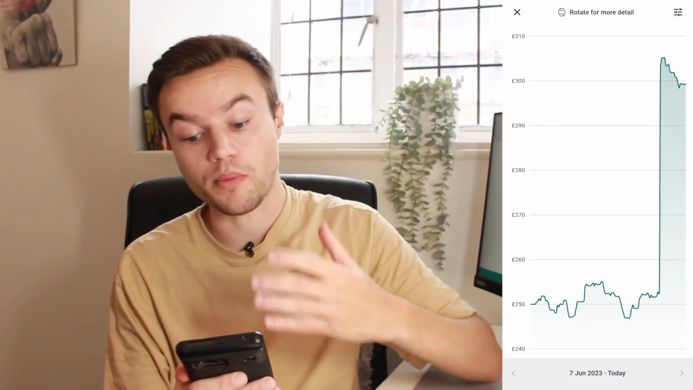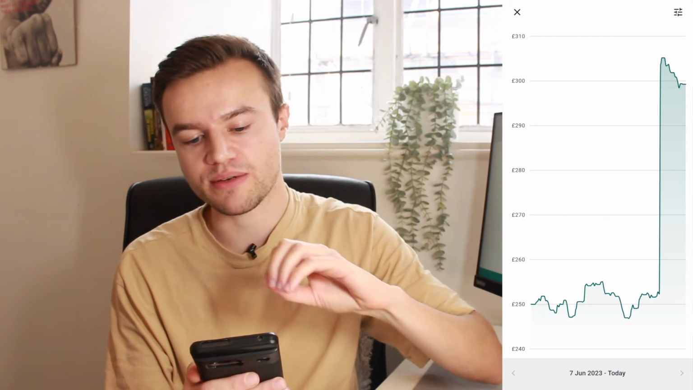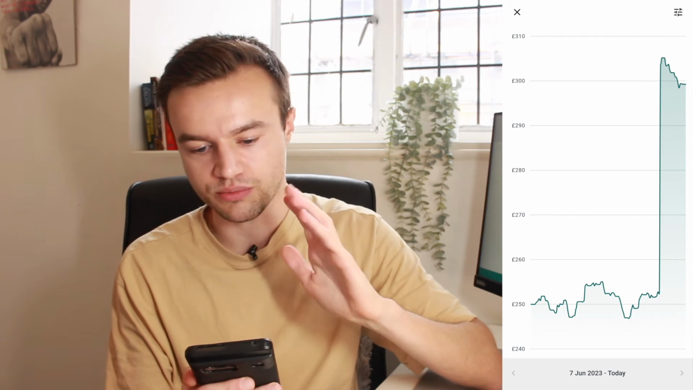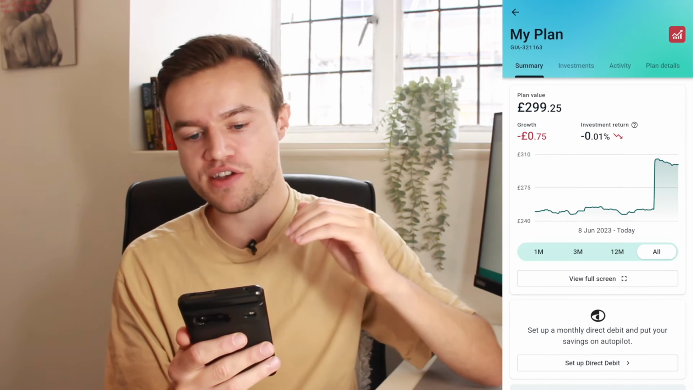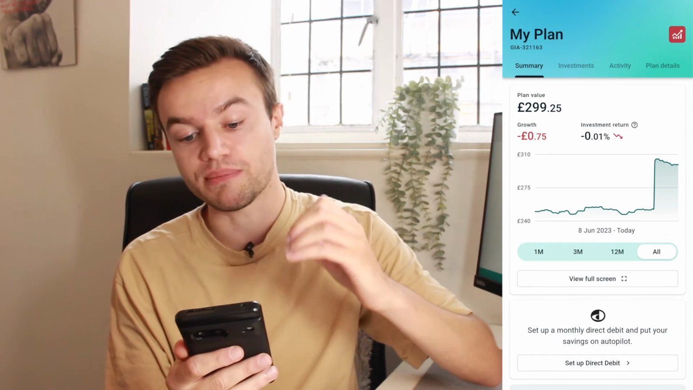And there's no surprises with my graph here, as I deposited £250 to begin with. Then 3 months later, the £50 bonus came in, which increased the plan value to around the £300 mark. So there's no surprise with that. Below the plan value amount, we can also see growth in pound terms and the investment return in percentage terms.